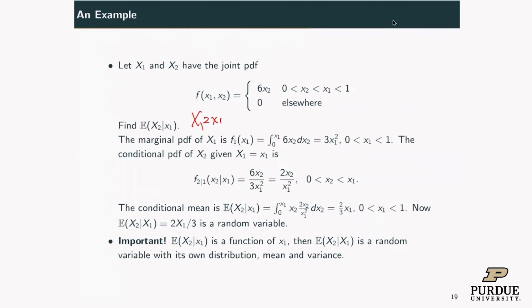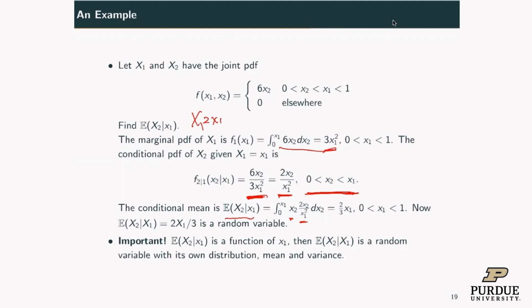Now we can calculate first. Let's calculate the marginal PDF of x1. So integrate out x2. You can get the marginal distribution. So the conditional PDF of x2 given x1 is a ratio. It's a ratio. Don't forget the support. Now, once you know the conditional PDF, you can calculate the conditional mean. So conditional mean, using conditional PDF. So you get a conditional mean is 2 over 3 x1.